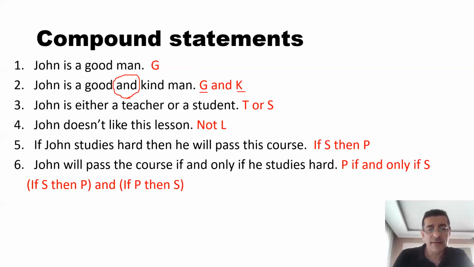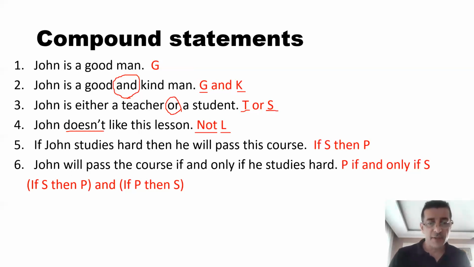Next, John is either a teacher or a student. So we can just say John is a teacher or John is a student. So John is a teacher is T, or is our operator, and S is John is a student, okay? Now, the next sentence is a negative sentence, right? So we have John doesn't like this lesson. So let's just use lesson L. And because it is negative, we just write not L, okay? So this is how we write it.